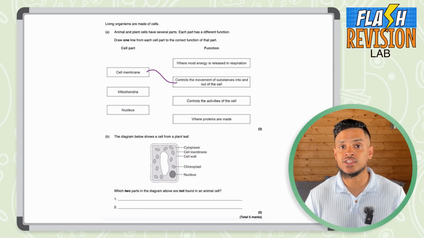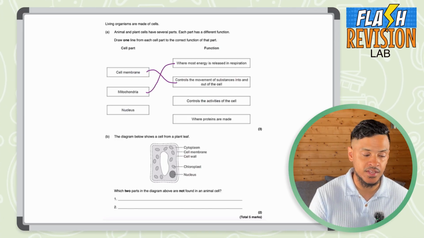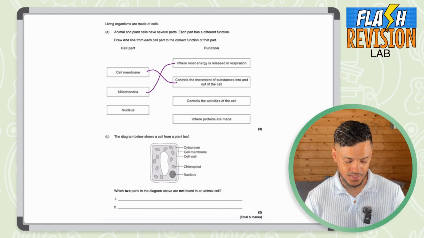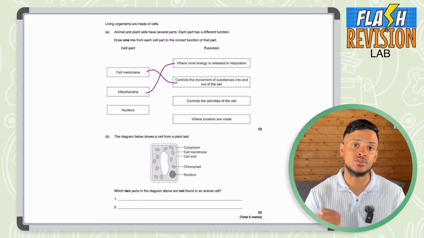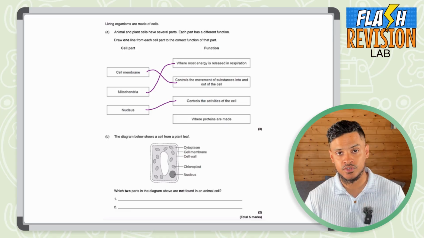The mitochondria is where aerobic respiration occurs, and that's where most of the energy of a cell is released. And finally, we have the nucleus, which has all the DNA, and the DNA is what controls the activities of the cell. So you can draw a line there.